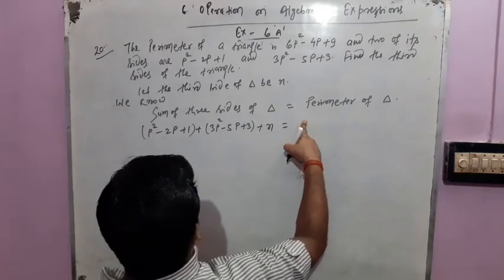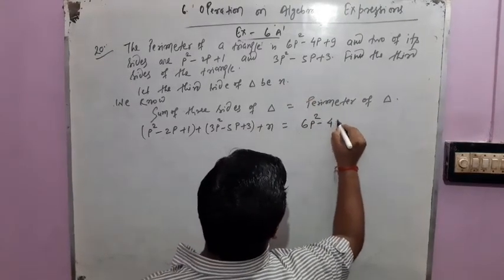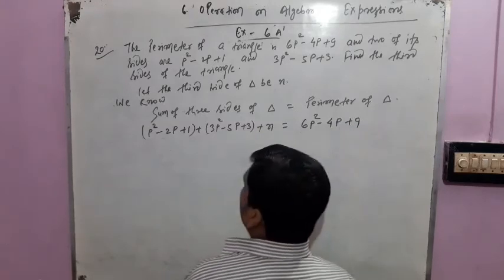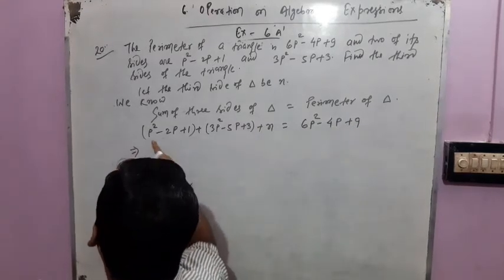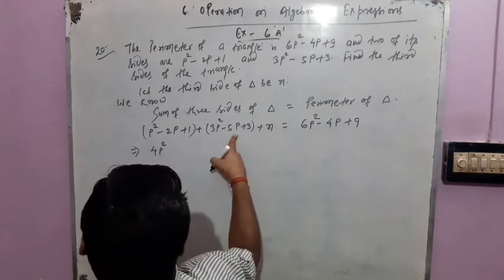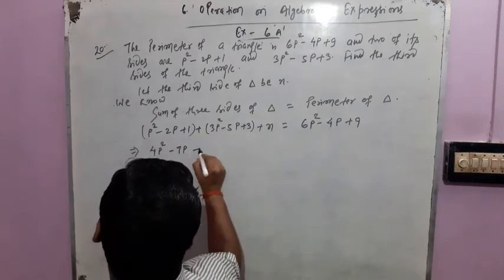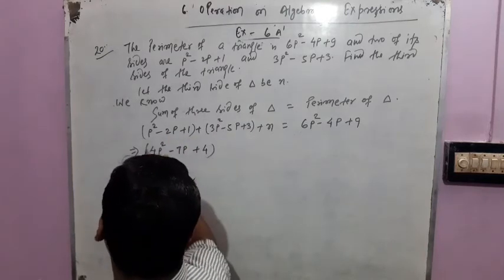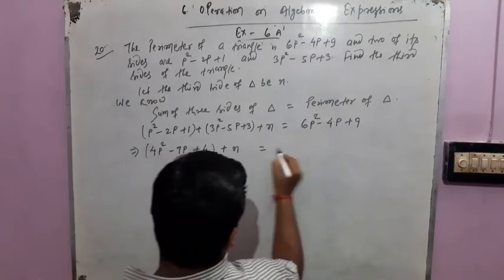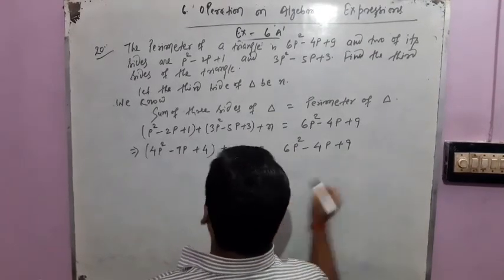And what is the perimeter of the triangle? That is 6p square minus 4p plus 9. Okay student, now we have to simplify it. p square and 3p square make 4p square, minus 5p and minus 2p make minus 7p, and 3 and 1 make 4, and the third side is x, equal to 6p square minus 4p plus 9.